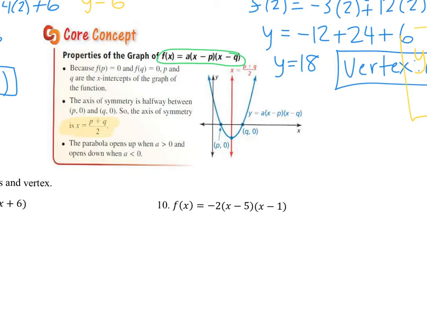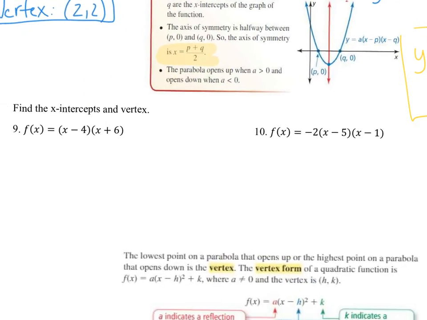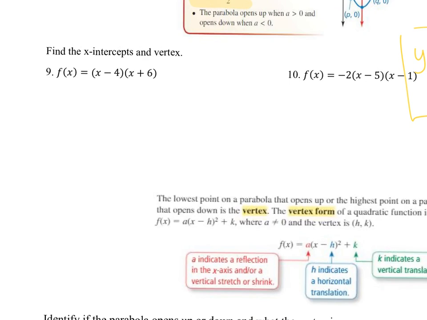You're going to use this right here, okay? The (p plus q) divided by 2, okay? So let's go ahead and take a look at how we use this. So looking at this right here, your p and your q are the negative 4 and the 6. So the 4 is my p and the 6 is my q. Now, when we go to find our x-intercepts, we find it like this.